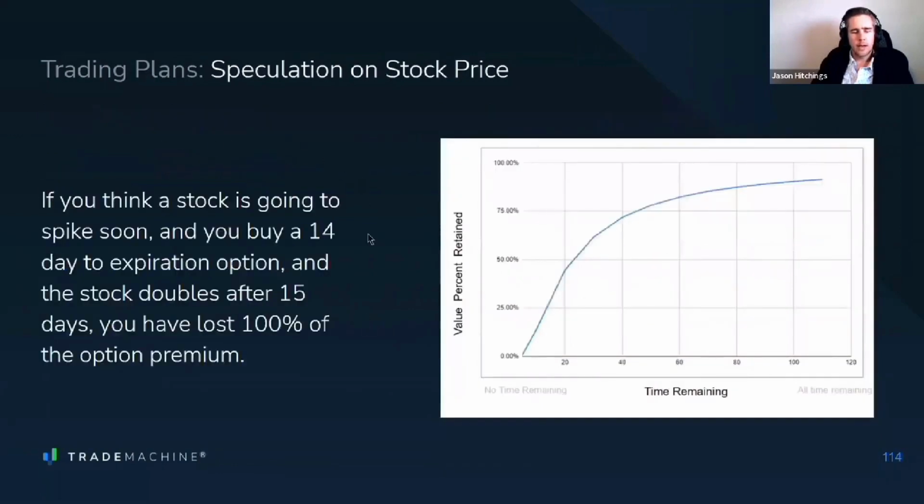So if you have a hunch about a company or a drug that's going to get released or something like that, and you think the stock's going to do great, and you buy an option that's going to expire in 14 days, if the stock does nothing and then it doubles after 15 days, you still lost 100%. So you have to be right not only about what's going to happen, but when it's going to happen. And that's part of the challenge, especially if you just are owning an individual option, what they call a naked call.